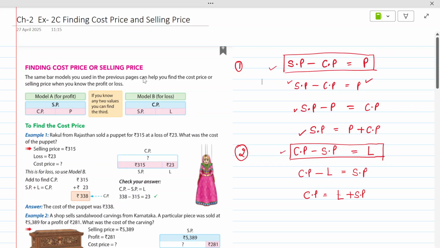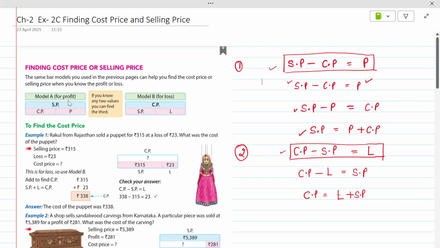Finding cost price or selling price. The same bar models you used in the previous pages can help you to find the cost price or selling price when you know the profit or loss. So, the same thing has been given to us here: this is the model for profit and this is the model for loss.